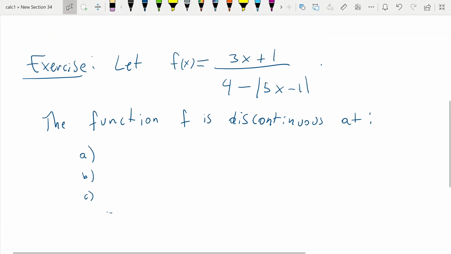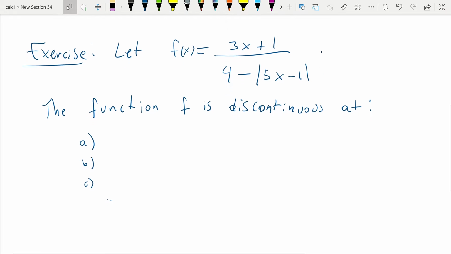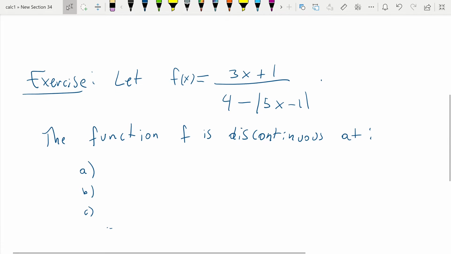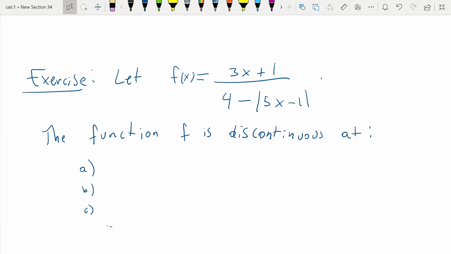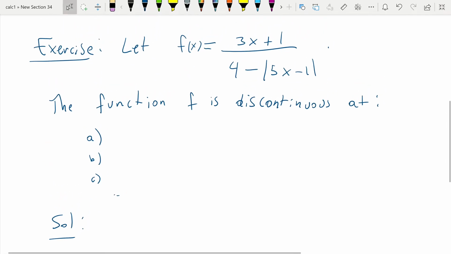But this is the kind of problem, and the only idea here is to get a sense of whether you understand algebraically how this kind of function can fail to be continuous. We're just going to solve the most general question. We're going to find all the points at which this function f is discontinuous.